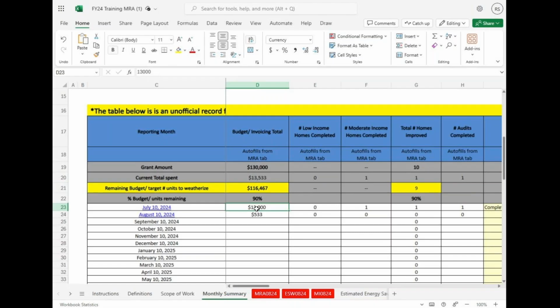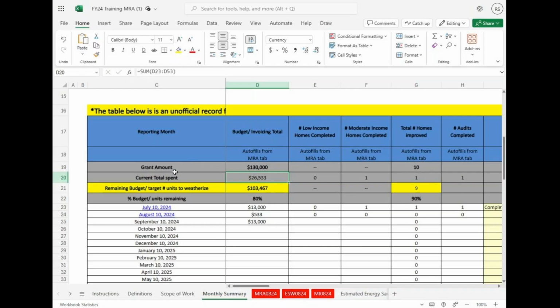First off, as Rebecca just explained, the total invoicing from the MRA tab, so total invoicing of all the work you've completed for the month, will auto-populate into these tabs here. As an example, if you spent $13,000 on your first reporting month and $533 in the second month, the August report that we just walked through, and then an additional $13,000 completing a third home in September, note that these numbers all automatically update.